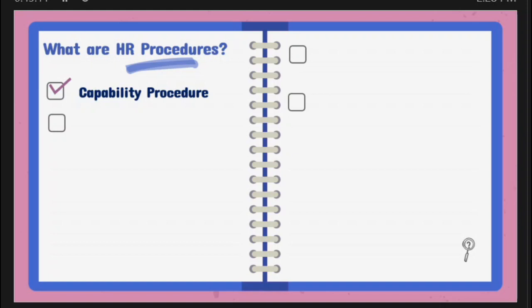The disciplinary procedure will be revoked. Number two, should the employee show no improvement over a defined period, let's say a week or a month, a formal interview will be arranged with the employee together with the representative if so desired.